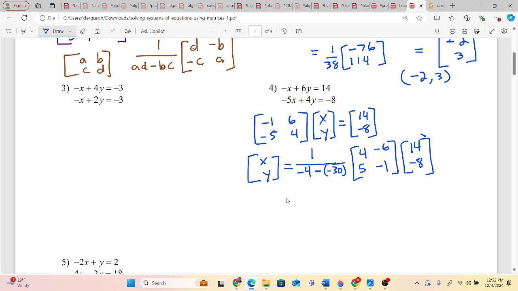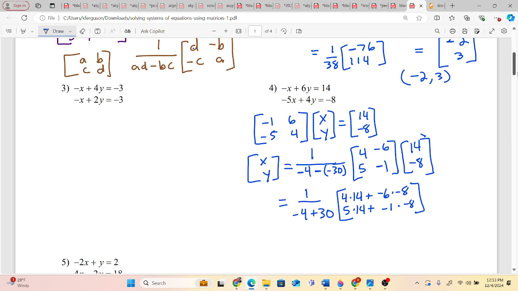All right, so next, this is going to be 1 over, what is that, -4 plus 30. -4 plus 30. And then now I'm going to do this multiplication. You need to know how to multiply matrices. So first row times the first column. So 4 times 14 plus -6 times a -8. Then I'm going to have 5 times 14 plus -1 times a -8.